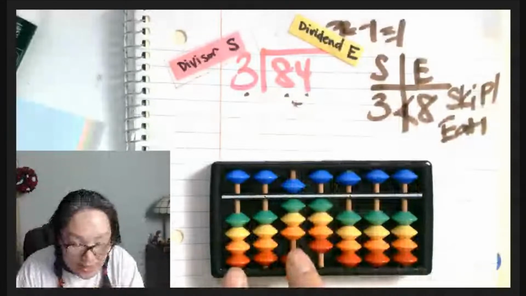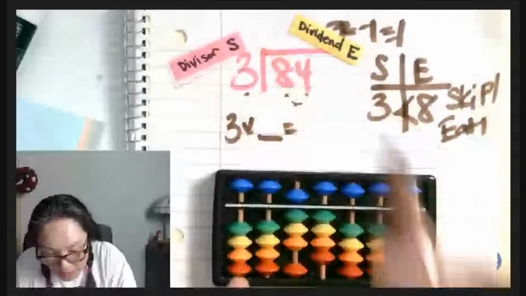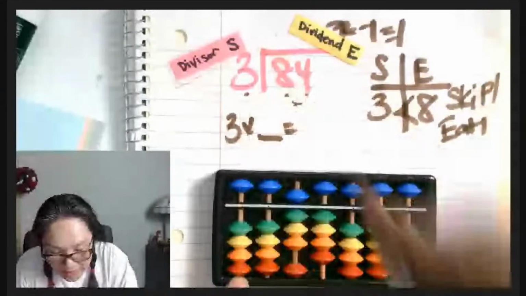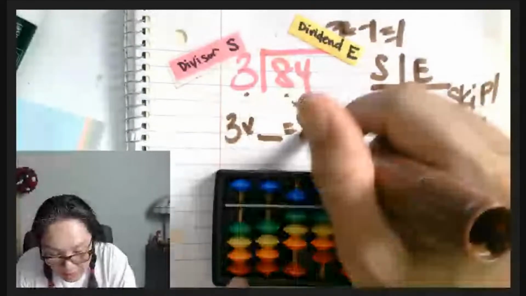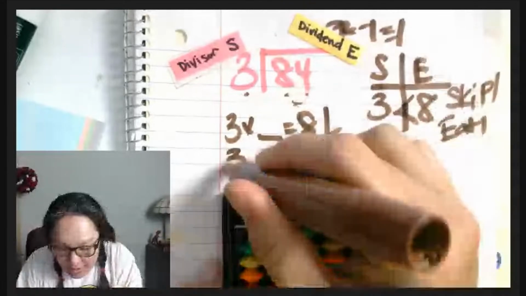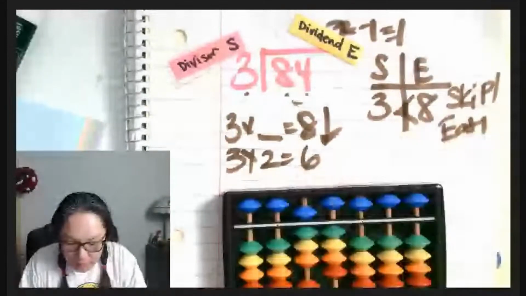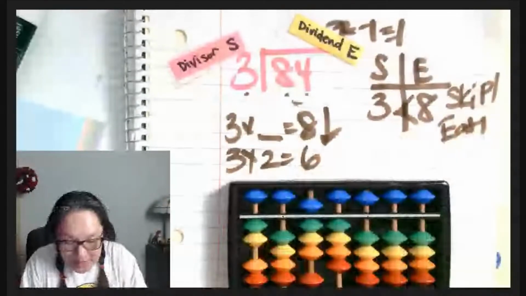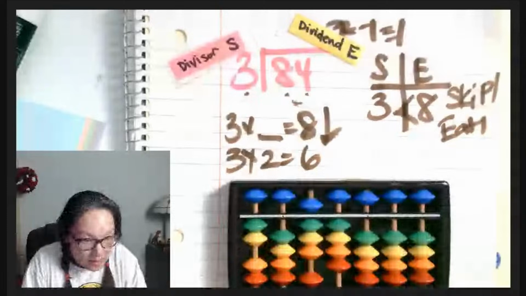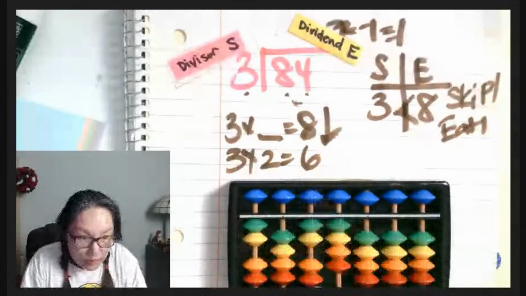What does that mean? So the question is now 3 times what is equal to 8 or less? So we know 3 times 2 is equal to 6. I'm going to add 2 on my abacus, and I'm going to take away 6. When I take away 6, I take away 1, take away 5, and I'm left with 24, right?